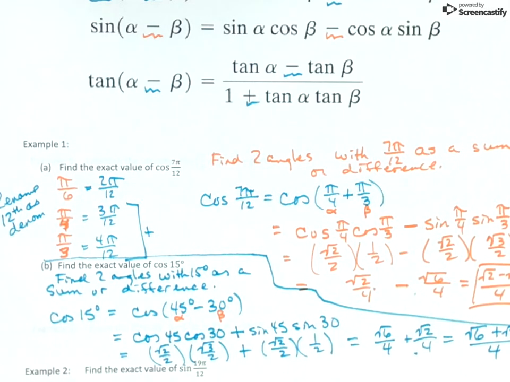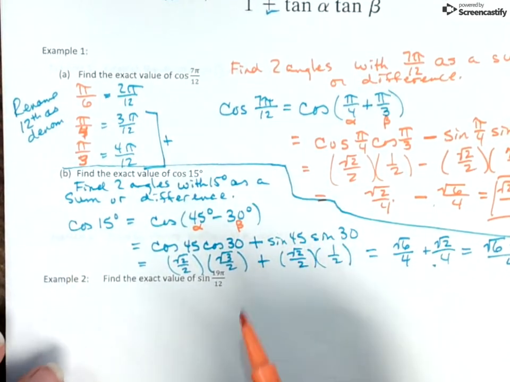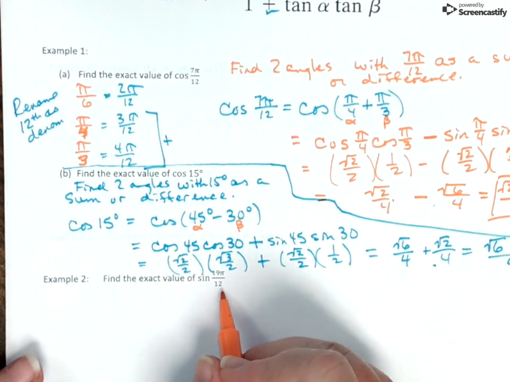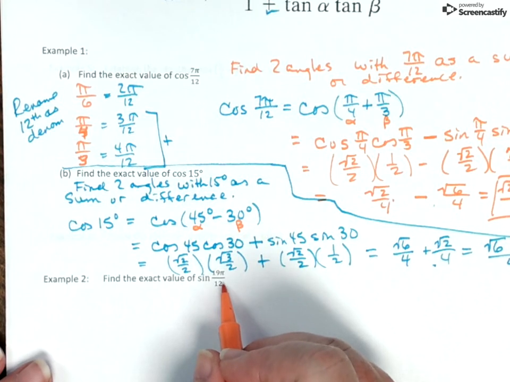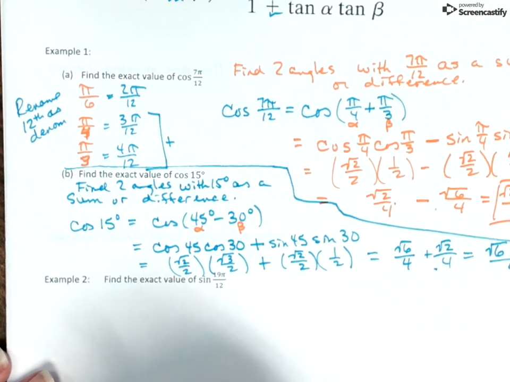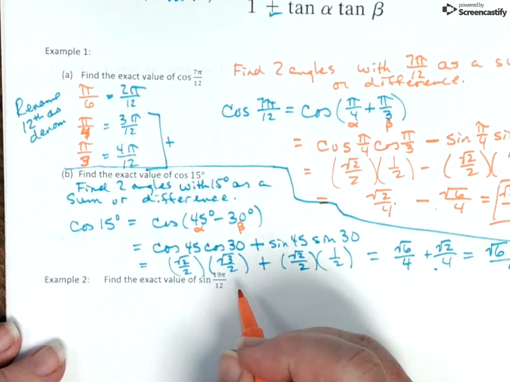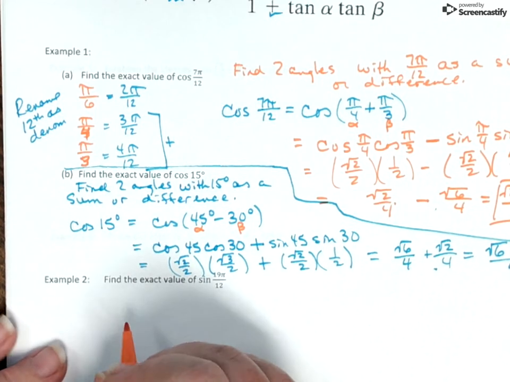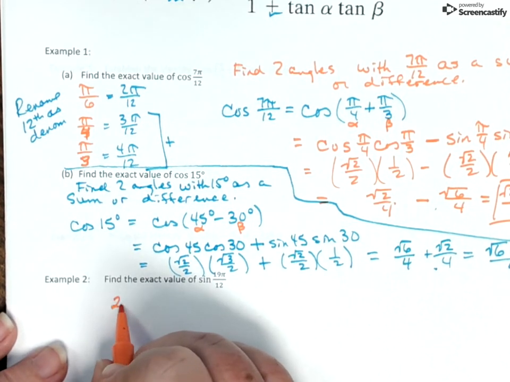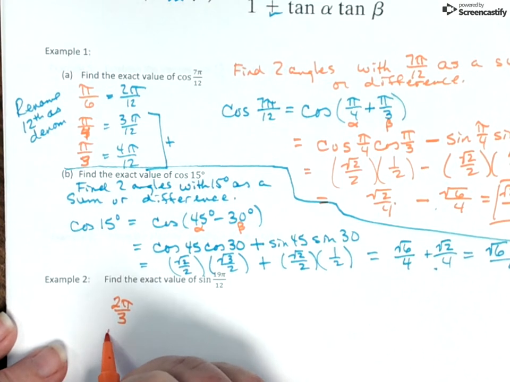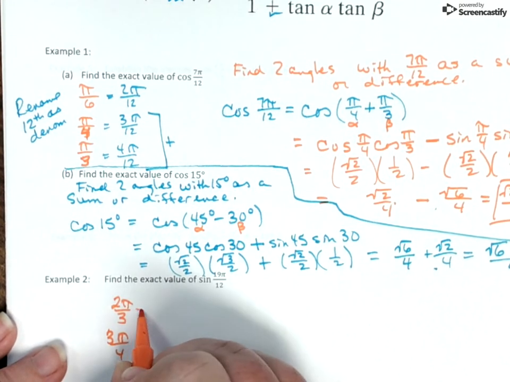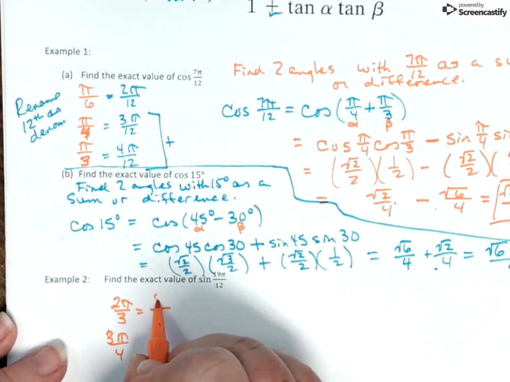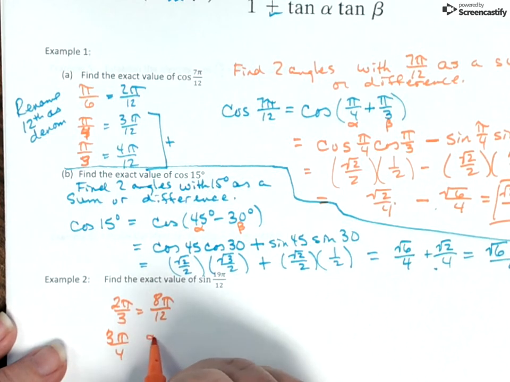The last one we're going to do here is I need two angles that add up to 19 over 12. Now that means we're going to have to get a little bigger. We're going to have to go into quadrant 2. And I found, after doing my common denominators, that 2 pi over 3 and 3 pi over 4 were 8 pi over 12 and 9 pi over 12, and that adds up to 17 pi over 12.